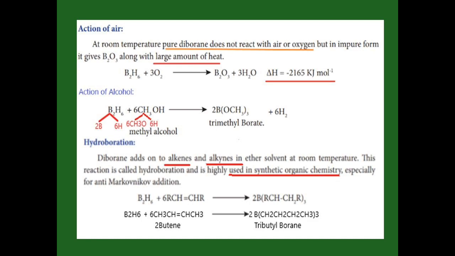Now see the example: diborane reacted with 2-butene, where 4 carbons are present. In the second carbon we have the double bond, so the compound name is 2-butene. The 2-butene reacted with diborane gives tributyl borane. The tributyl borane is used to produce many organic compounds, and this hydroboration reaction is very important in synthetic organic chemistry.